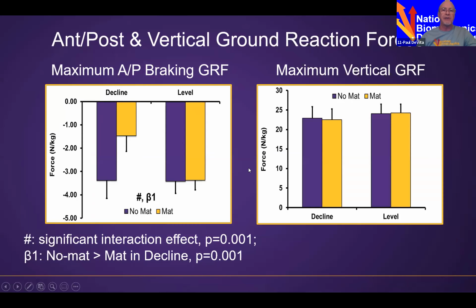This is the anterior, posterior, and vertical ground reaction force. Here's the maximum braking force. This is the significant interaction I was referring to. Running in decline, we have without the mat substantially larger braking force and substantially less with the mat. No difference in level, and no difference in this variable, the maximum vertical ground reaction force.